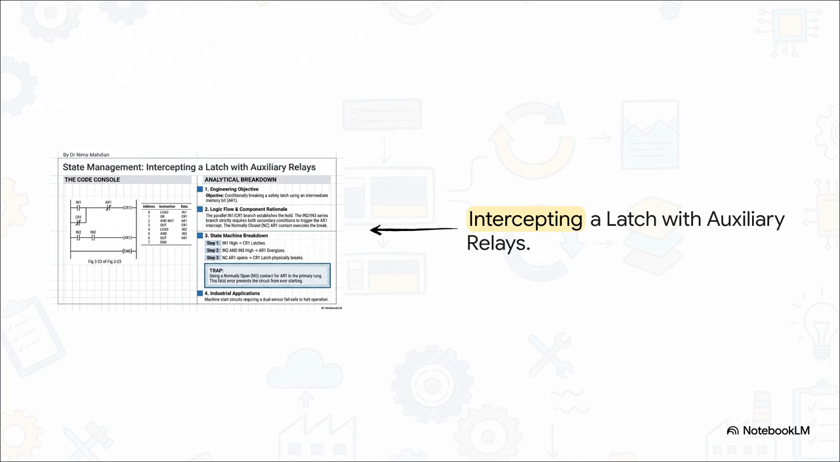But now look at the second rung. IN2 and IN3 are wired in series. This branch strictly requires both of those secondary conditions to be true in order to trigger the AR1 auxiliary relay. Once IN2 and IN3 go high, AR1 energizes.